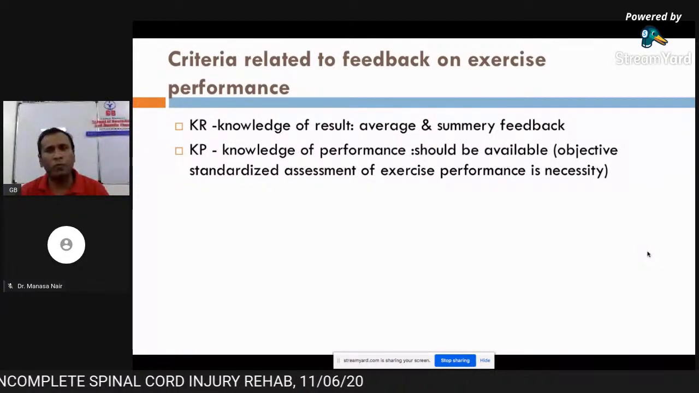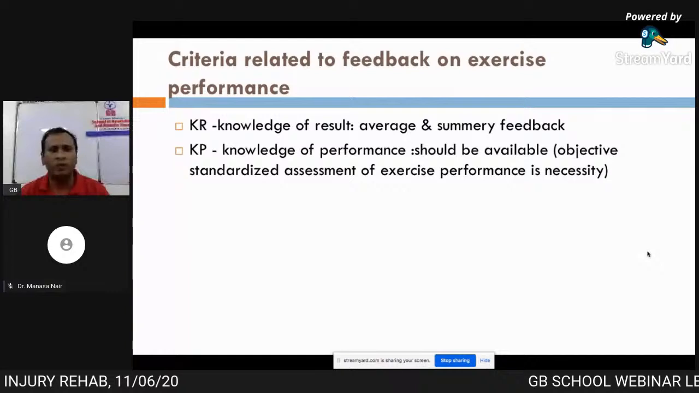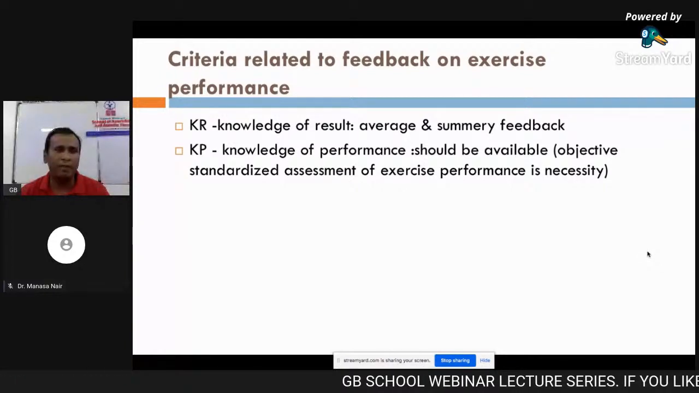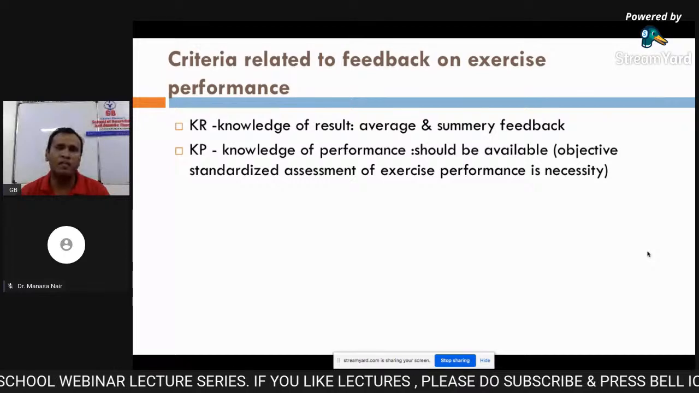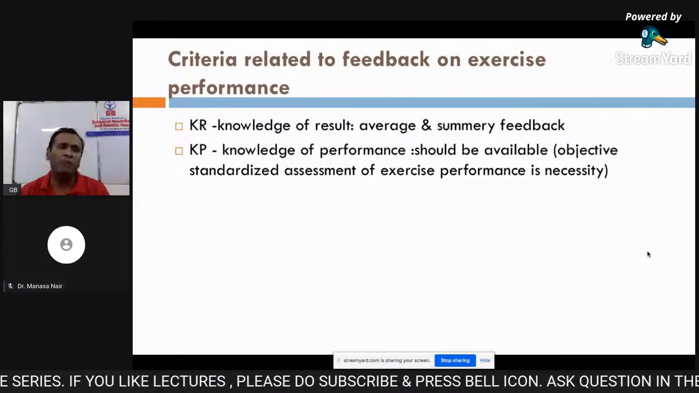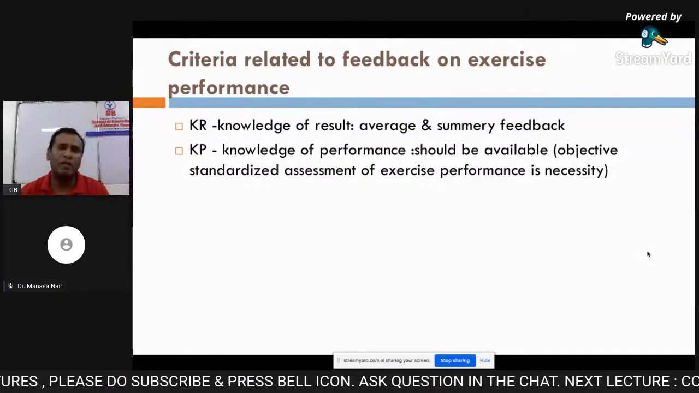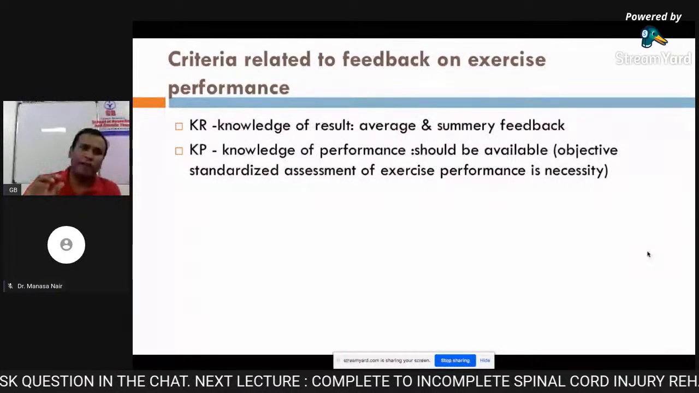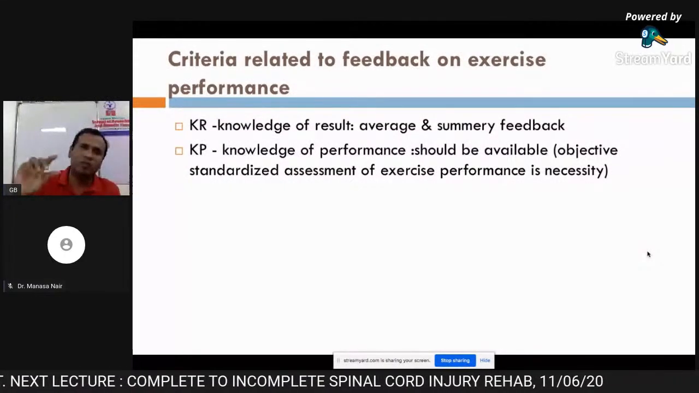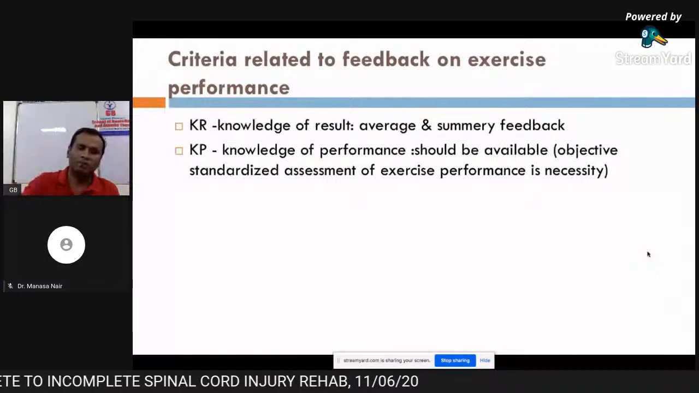Once you are sure that the person is doing a good activity and he's able to get the knowledge of result, or he is completing the whole task, then you can go on giving feedback about knowledge of performance, and then give more details about what should be added in the original expected exercise program.